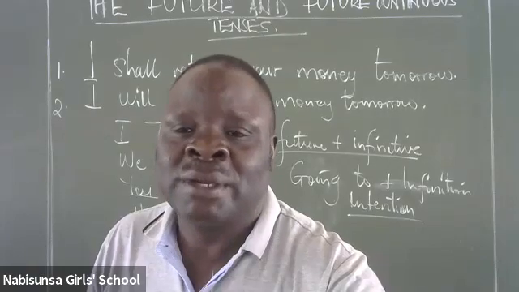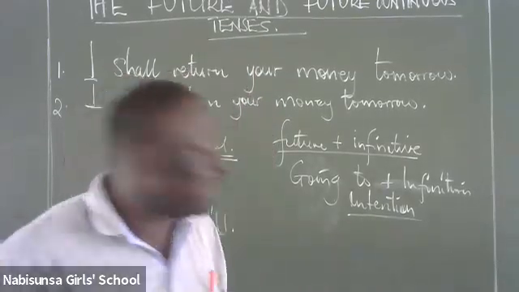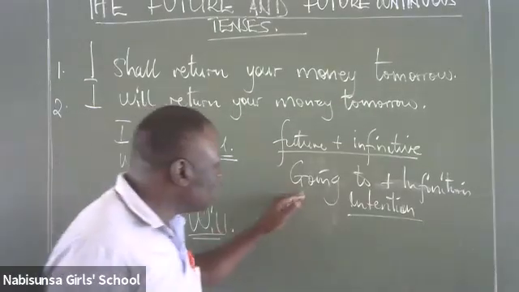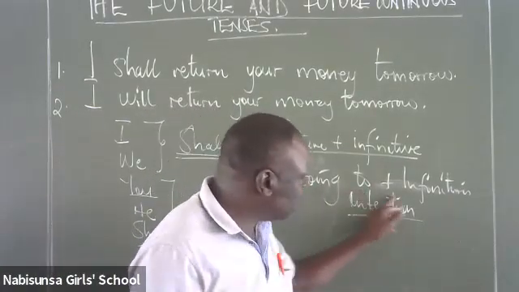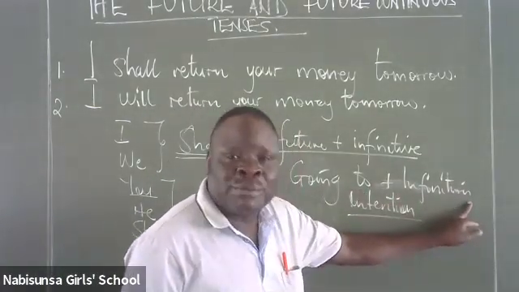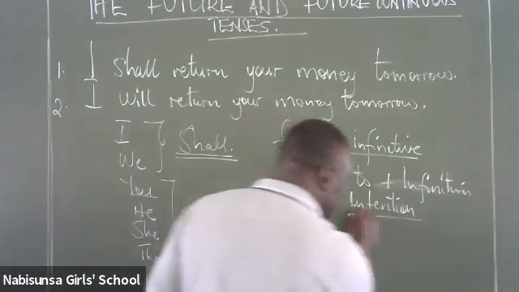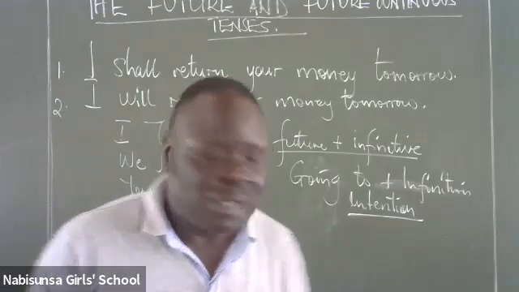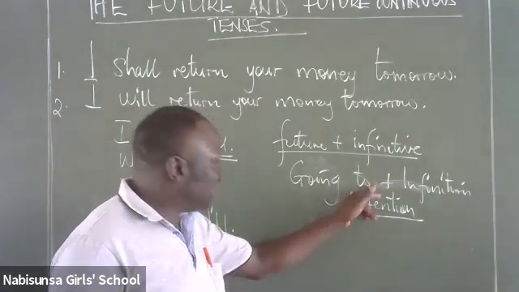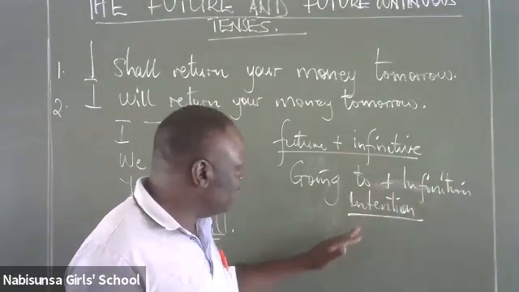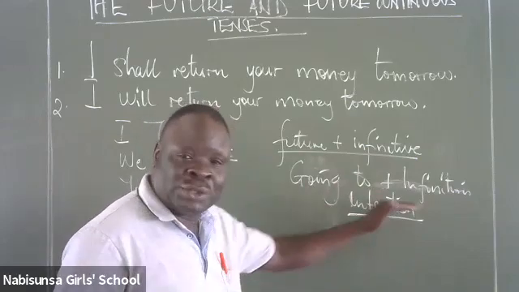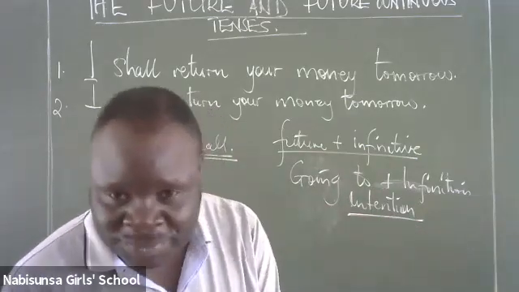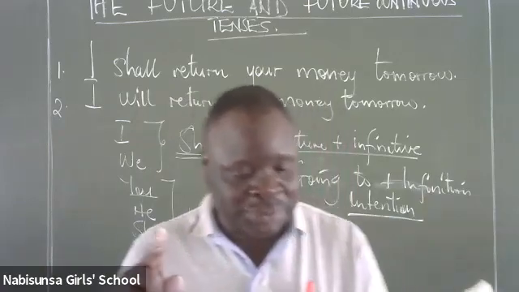I'm muting everybody. Okay. So we are saying that when you are using going to, it means you have the intention of doing something. That's what it means. Going to plus infinitive means you have the intention of doing something. So we are looking at the future.